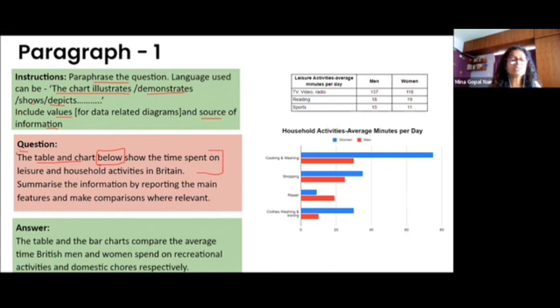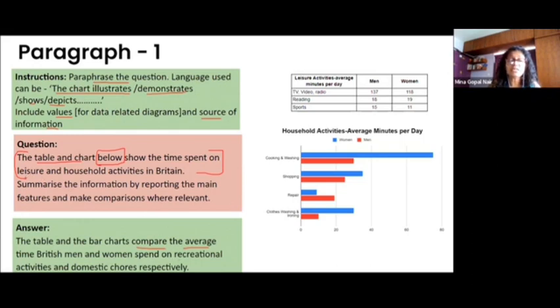Okay, now how has this been written? The table and the bar charts compare. Okay, so I've used the word compare the average time. Now this says the time spent on, I have included the word average. Okay, so the average time British men and women. Now here they have said activities in Britain. They have not mentioned men and women. Since the graph shows men and women, I have included the words British men and women. So instead of saying in Britain, I have said British. Okay, British men and women spend on recreational activities.